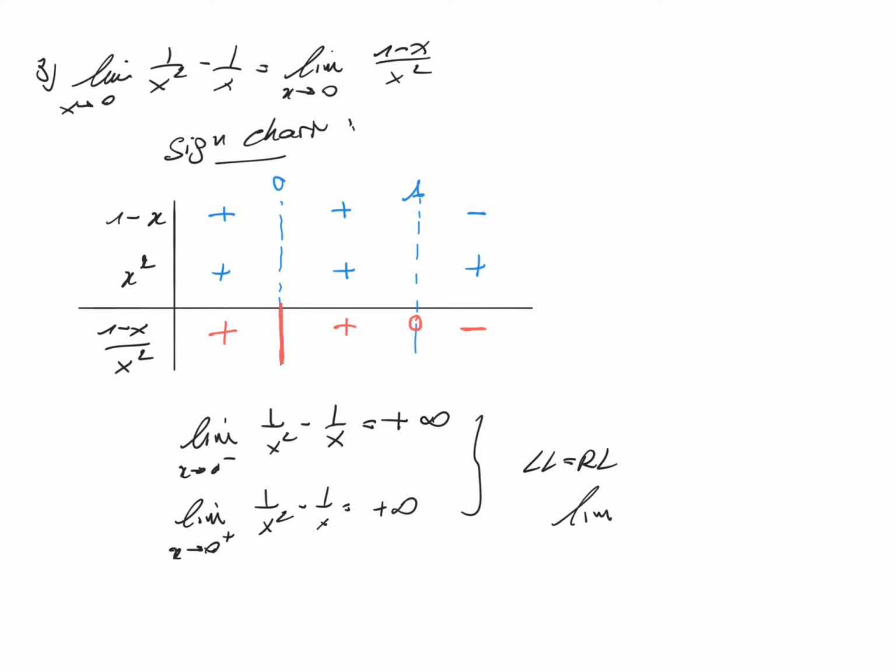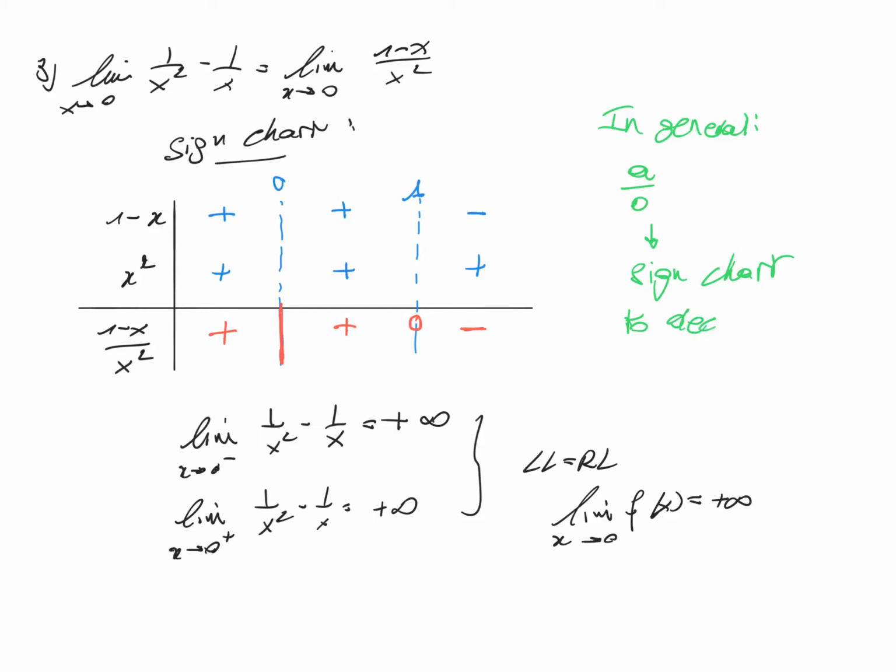And thus also the limit itself will be plus infinity if x moves to 0. So in general, if my limit is a number divided by something that's equal to 0, then we know that we have an infinity, and the way to see if it's plus infinity or minus infinity is through a sign chart. So sign chart to decide whether the limit is plus infinity or minus infinity.